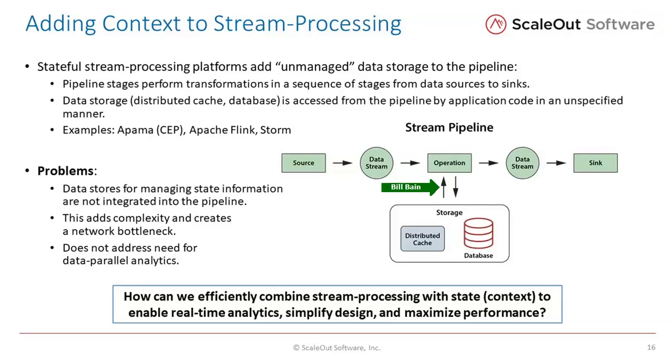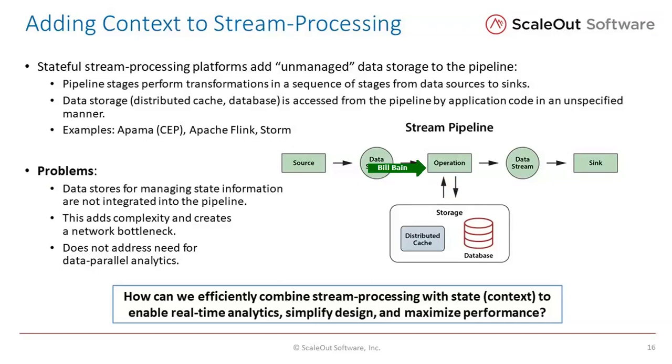And the problem with this, there are several problems with this approach. First of all, it's not integrating context information into the pipeline. There's no standard repository that's integrated into the stream processing model by which events can be associated with context quickly so that they can be analyzed in the context of the knowledge of the data source. So that's the first problem. The second problem is this is adding complexity because every developer has to address this problem individually, and this also creates a network bottleneck as each of these pipeline stages here has to go access secondary storage outside of the pipeline, which typically requires a network transfer.